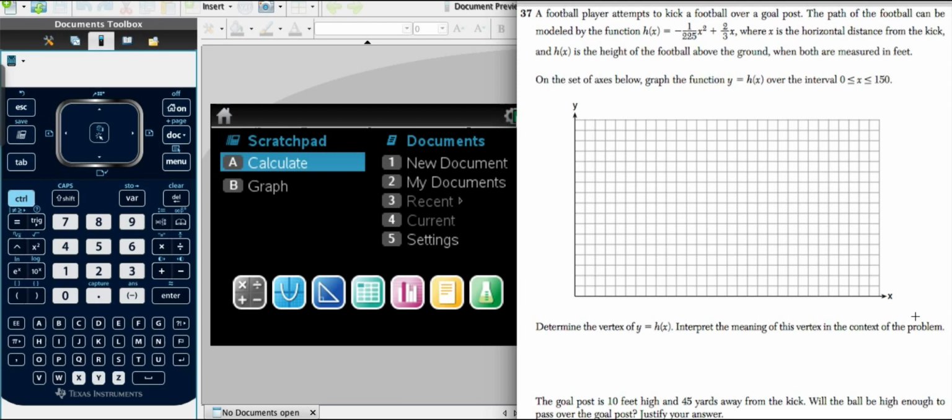A football player attempts to kick a football over a goalpost. The path of the football can be modeled by the function h of x equals negative 1 over 225 times x squared plus 2/3 x, where x is the horizontal distance from the kick, and h of x is the height of the football above the ground, when both are measured in feet. On the set of axes below, graph the function y equals h of x over the interval 0 is less than or equal to x, which is less than or equal to 150.